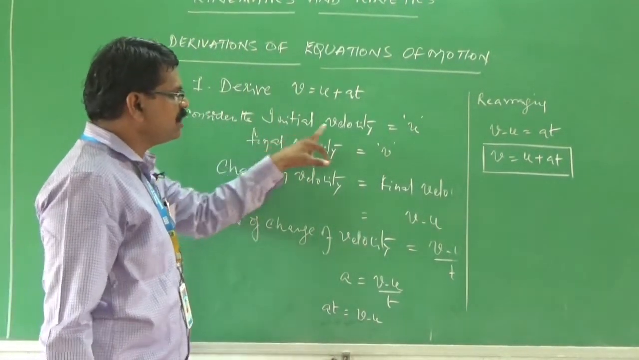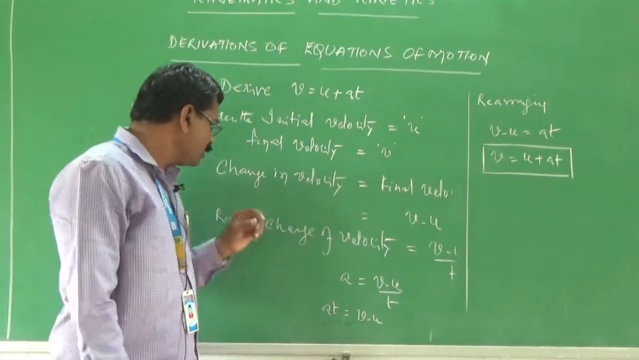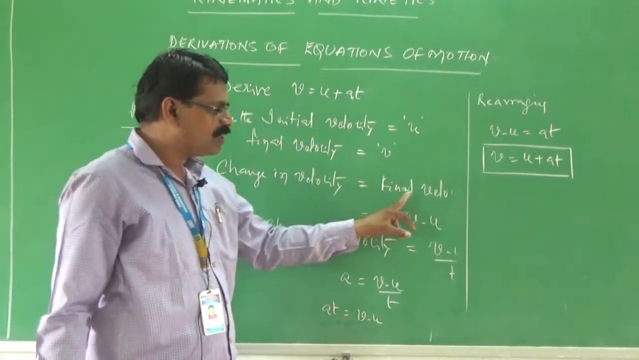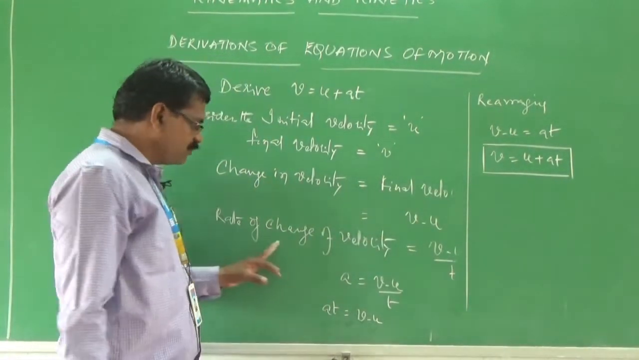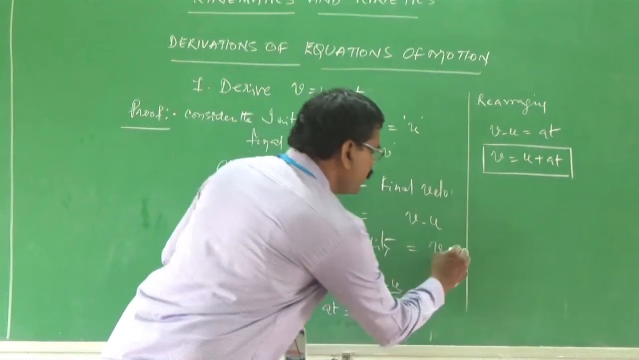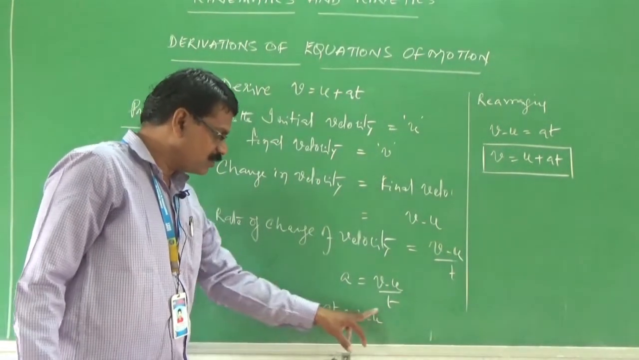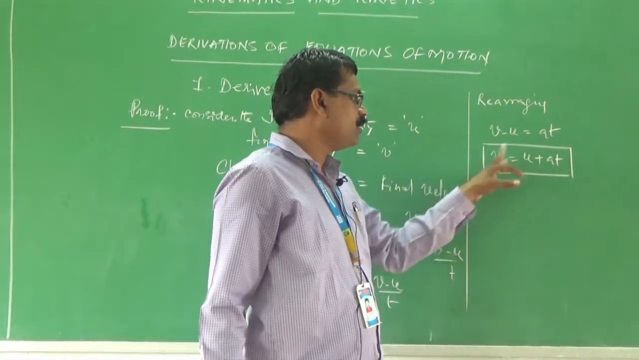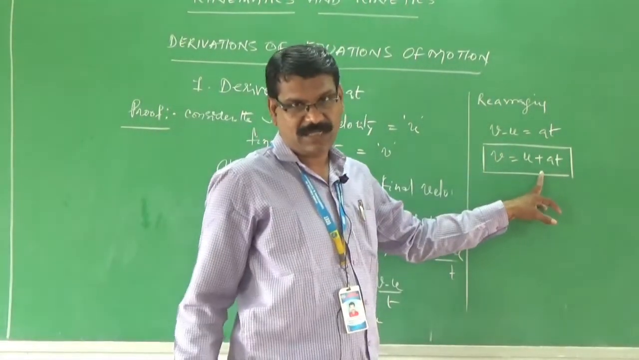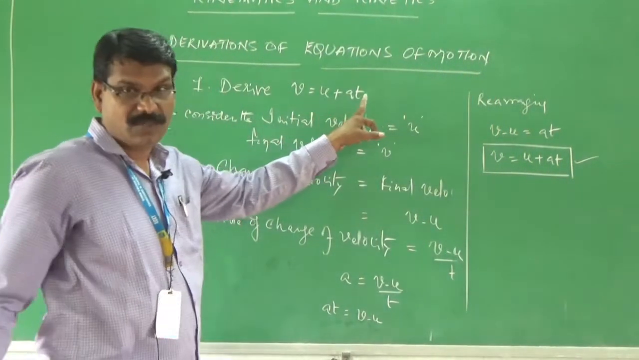Consider the initial velocity of the body is equal to u, final velocity of the body is equal to v. Change in velocity is equal to final velocity minus initial velocity, that can be written as v minus u. Rate of change of velocity is equal to (v minus u) by t, and taking cross multiplication, at is equal to v minus u. After rearranging we will get v minus u is equal to at, therefore v is equal to u plus at. This is the methodology to get the expression for v is equal to u plus at.